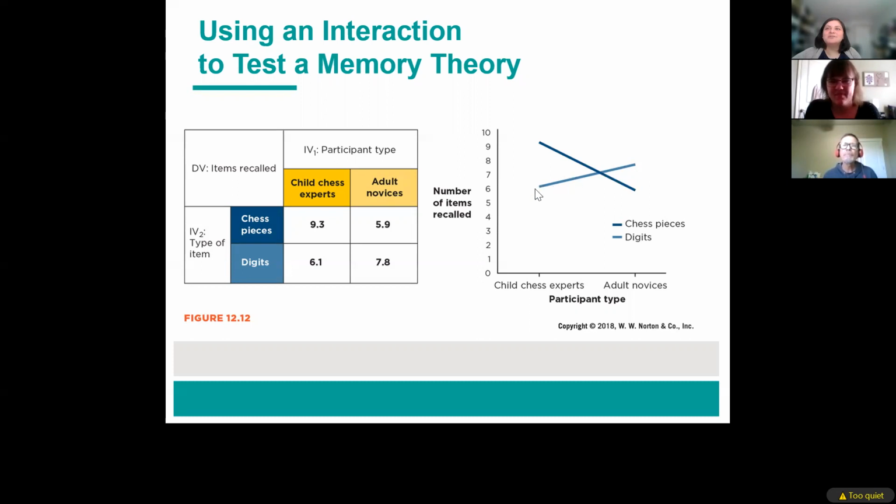Okay, so who wants to go through the digits line? Let me give Alicia a shot. Okay, so I know I'm going to mess up the wording. No, it's okay. Among those who were asked to recall digits, the child expert group recalled less than those in the adult novices group. Perfect. Yes. Among those asked to recall digits, the child chess experts recalled fewer digits relative to the adult novices.